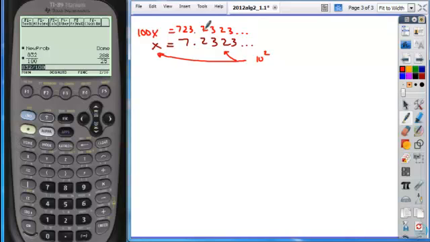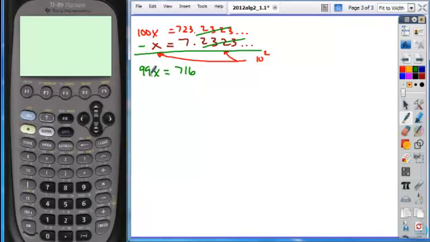Okay, so as long as you have your repeating parts lining up, those will cancel completely and give you integer values to work with. So when we subtract now, we get 99x. Over here, the repeating parts cancel. So we're looking at 723 minus 7. That leaves us with 716. And now solve for x, divide both sides by 99.